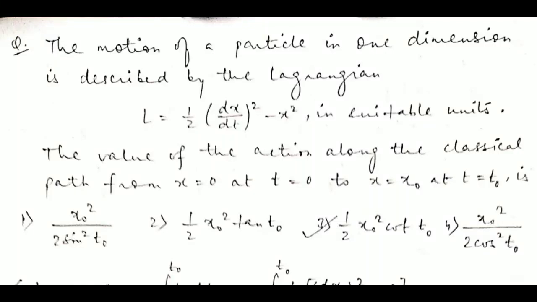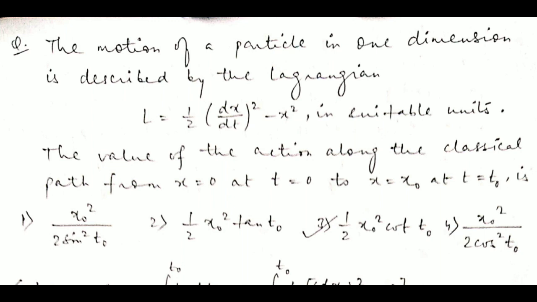So let us look at a question from classical mechanics that was asked in CSIR NET December 2018 paper. It says the motion of a particle in one dimension is described by the Lagrangian L is equal to half into (dx/dt) the whole square minus x square in some suitable units. And it asks us to calculate the value of the action along the classical path from x equal to 0 at t equal to 0 to x equal to x naught at t equal to t naught. Okay, so we have to calculate the value of the action for the Lagrangian given.